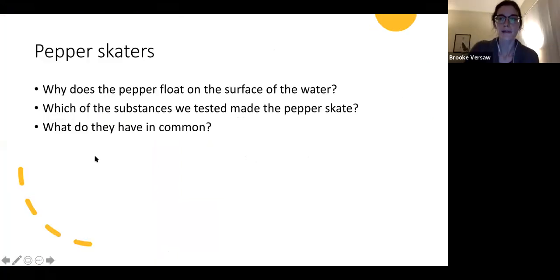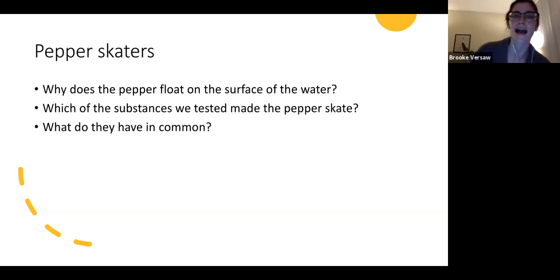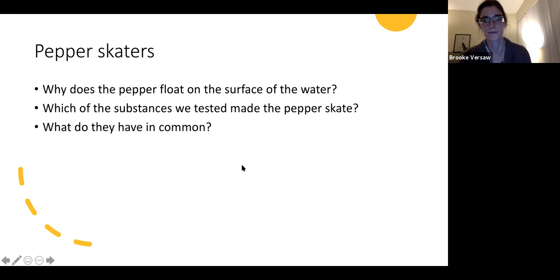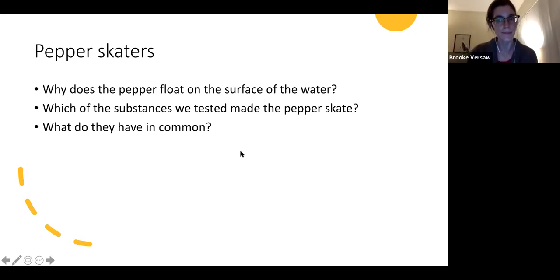So now let's talk about what we saw and why it happened. We talked about why the pepper floated on the surface of the water, right? That the pepper is hydrophobic, it fears water, and so it stays on the surface instead of sinking. But now let's think about what we saw with our toothpick tests. Which of the substances that we tested made the pepper skate? It was the dish soap and the toothpaste, right?